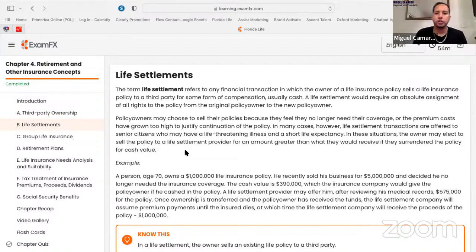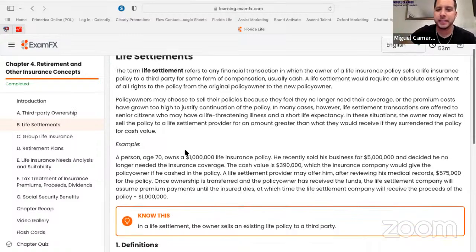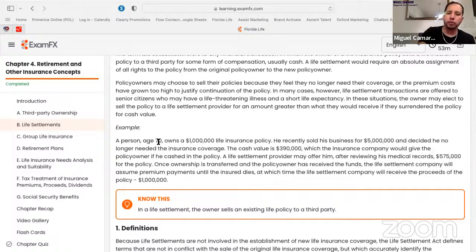This is a financial transaction where the owner of the insurance policy sells the policy to a third party in the form of compensation. I'm just going to read the example right here because it explains it. A 70-year-old person owns $1 million of coverage. He recently sold a business for $5 million. He decided he no longer needs the insurance. The cash value is $390,000, which the insurance company would give the policy owner if he cashed out. A life settlement provider may offer him $575,000 for the policy. Once it is transferred, the settlement company will assume the premiums until the insured dies, so they will receive the $1 million.